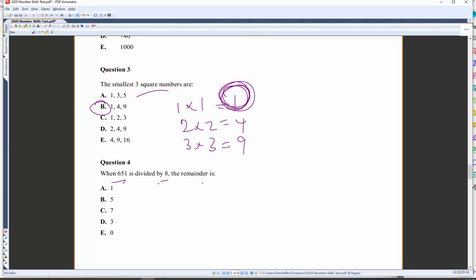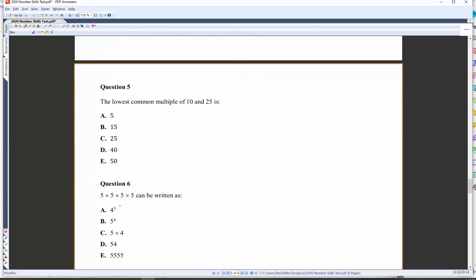When 651 is divided by 8, the remainder is, let's find out, 0. 8 sixes are 48, with 3 left over. 8 goes into 31 three times, remainder 7. All right, the lowest common multiple of 10 and 25. So 10 doesn't go into 25. 25, the next number will be 50, and 10 will certainly work its way up to 50. There's our lowest common multiple.